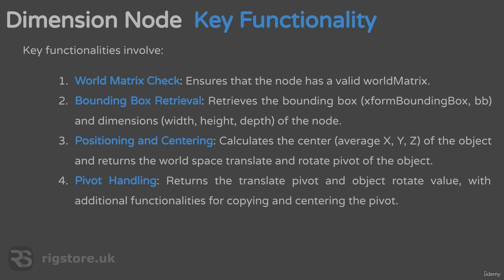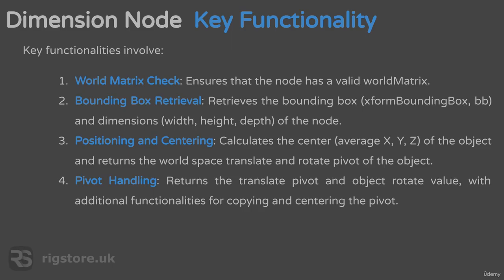Dimension node key functionality. Some key functionalities involve the world matrix check, which ensures that the node has a world matrix and therefore a shape object with position in the environment. Bounding box retrieval retrieves the bounding box information using the methods xform bounding box, or BB, and this will give us access to the dimensions: width, height, and depth of the node. Positioning and centering: calculating the center, or the average of XYZ of an object, and returning the world space translation and rotation pivot of the object.